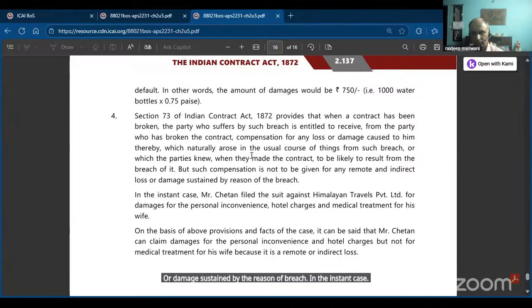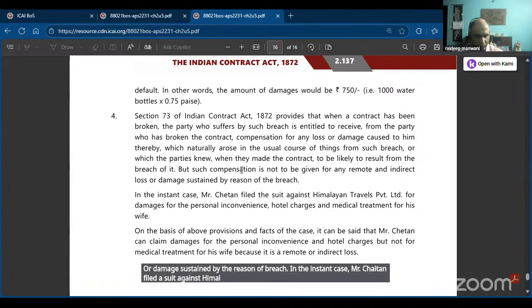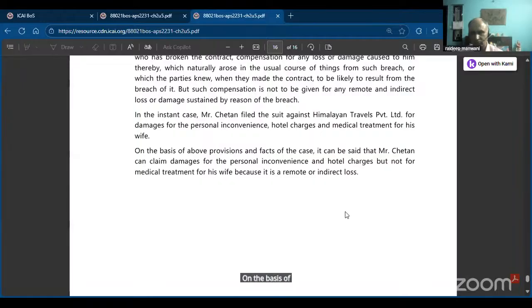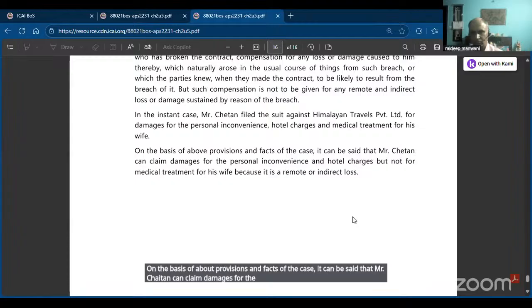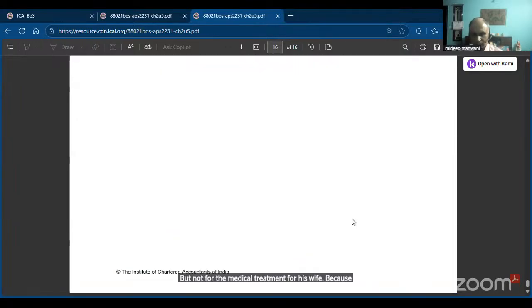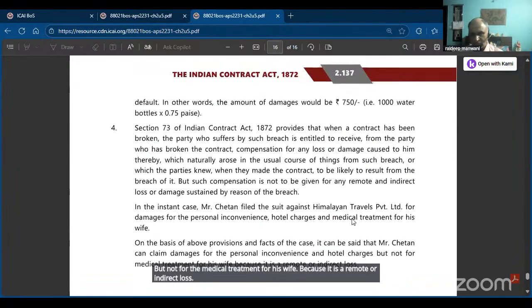In the instant case, Mr. Chetan filed a suit against Himalayan Travels Private Limited for damages for the personal inconvenience, hotel charges, and medical treatment for his wife. On the basis of the above provisions and facts of the case, it can be said that Mr. Chetan can claim damages for the personal inconvenience and hotel charges, but not for the medical treatment for his wife, because it is a remote or indirect loss. That's all, sir.